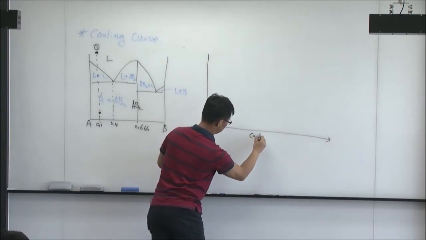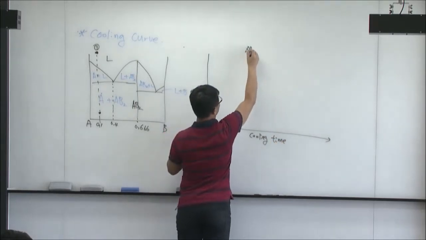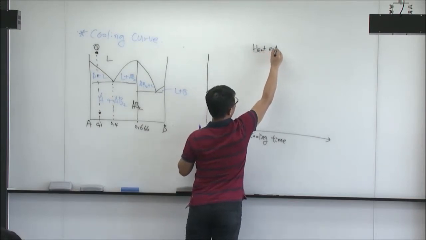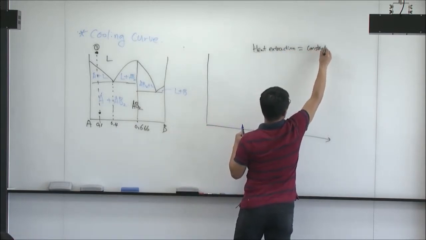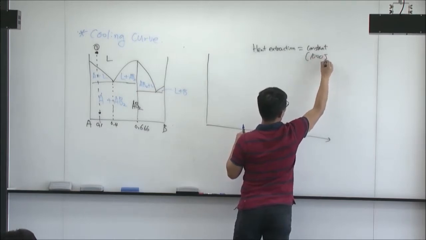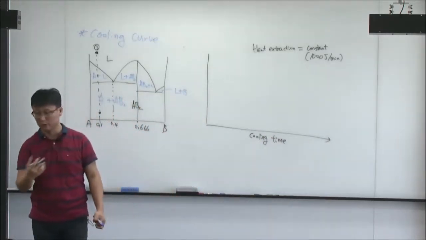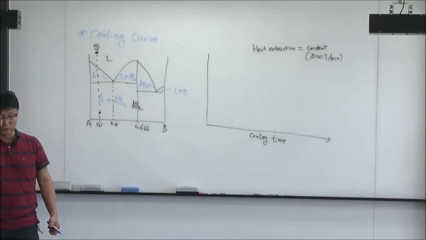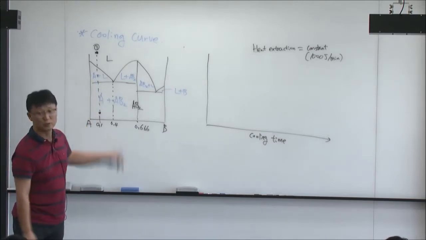This is cooling time. We are assuming that delta H, the heat extraction, is constant. For example, I am taking 1000 joule per minute. So we are taking the same amount of heat continuously from the system. Then the temperature of the system will go down, and I want to know what kind of phase is forming during this cooling process, according to the equilibrium phase diagram.